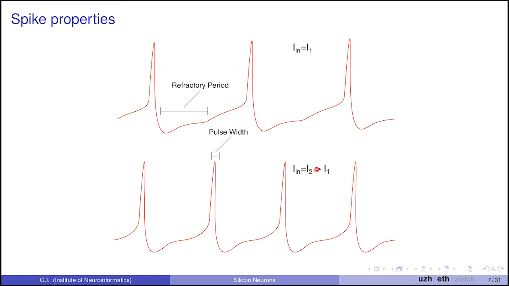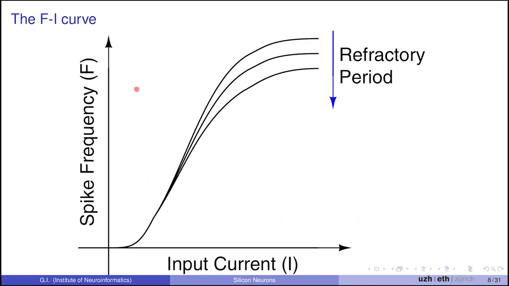If you keep on increasing the current, you will keep on increasing the firing rate, which shortens the distance between spikes. But at some point, you cannot go shorter than the refractory period. So if you see it as a curve where you have the spike frequency on one axis and the input current on the other, as I told you, there's a linear part where if you double the input, you double the output. But depending on where you put the refractory period, the firing rate at some point will saturate. You cannot go faster than what is limited by 1 over the refractory period.